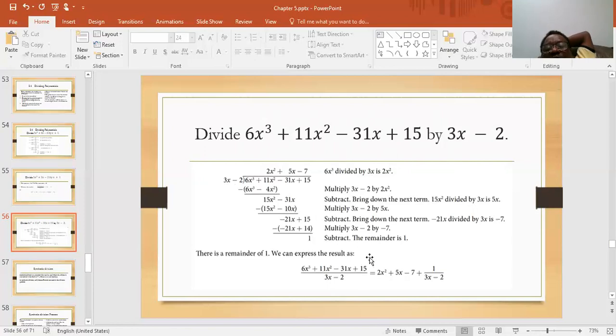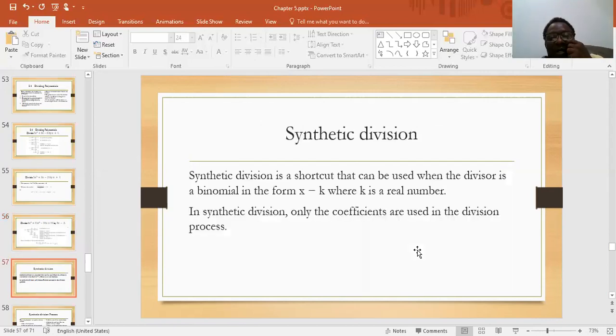So the division here will give us 6x cubed plus 11x squared minus 31x plus 15 over 3x minus 2 is equal to 2x squared plus 5x minus 7 plus 1 over 3x minus 2. So this is the procedure for long division.